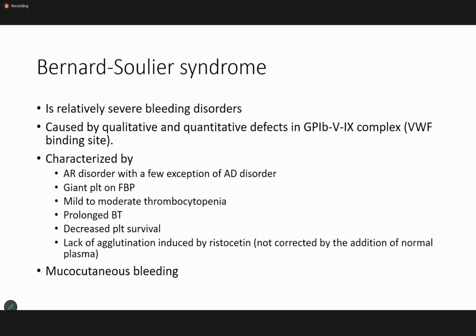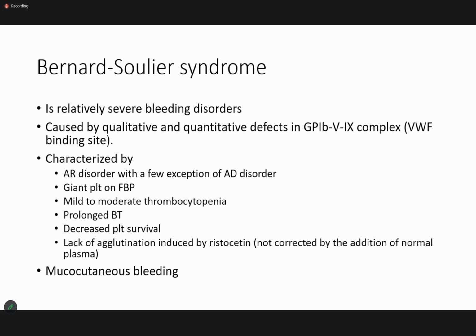Okay, BSS is basically a relatively severe bleeding disorder. It's caused by qualitative and quantitative defects in the GP1B-5-9 complex, which is the von Willebrand factor binding site. The mode of inheritance of this problem is basically an autosomal recessive disorder, with a few exceptions of autosomal dominant disorder.